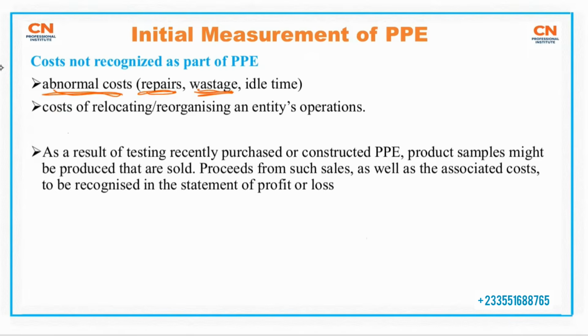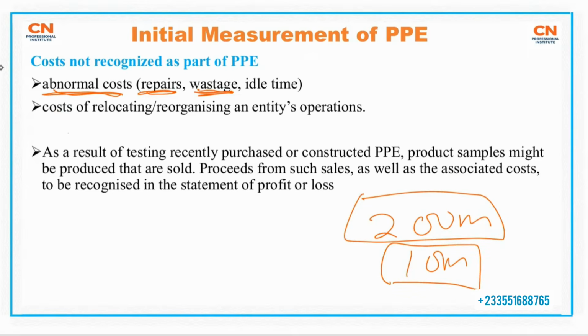Then wastage. Let's say you purchase material worth 200 million for the PPE, and out of this 200 million you realize that 10 million was wasted. Let's say in construction of the building, you purchase cement and stuff, and you realize that 10 million of the cement is damaged or wasted. You have to eliminate it from the total of 200 million. You take the 10 million from the 200 million because it's wasted. So wasted costs are not included. You buy material and some are wasted.